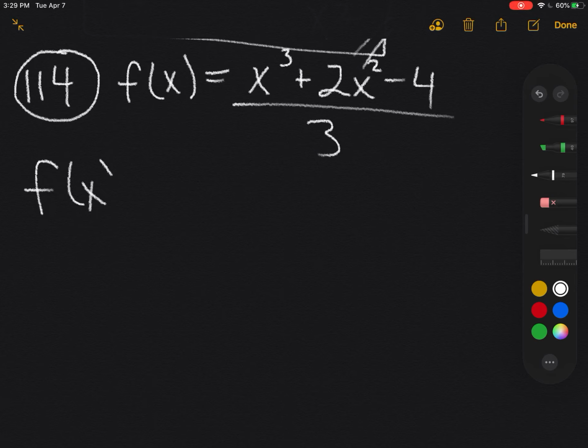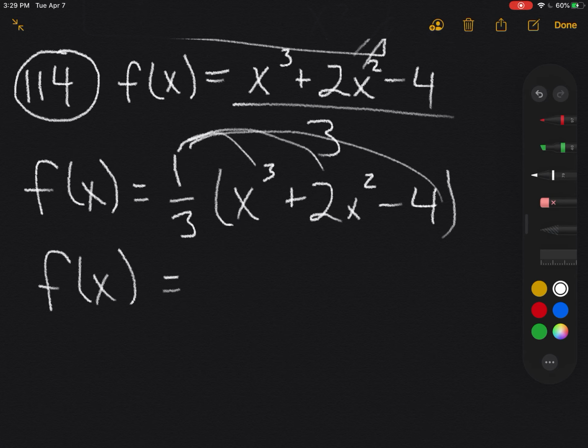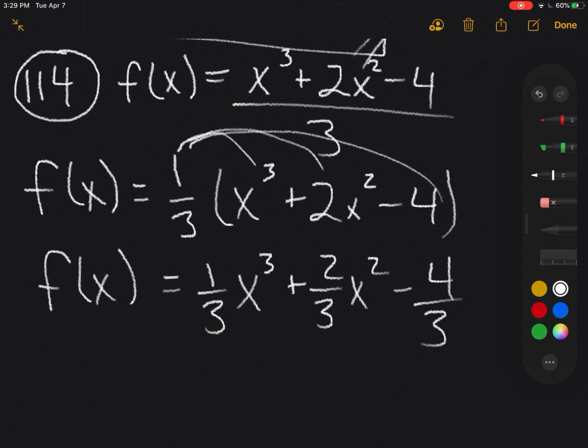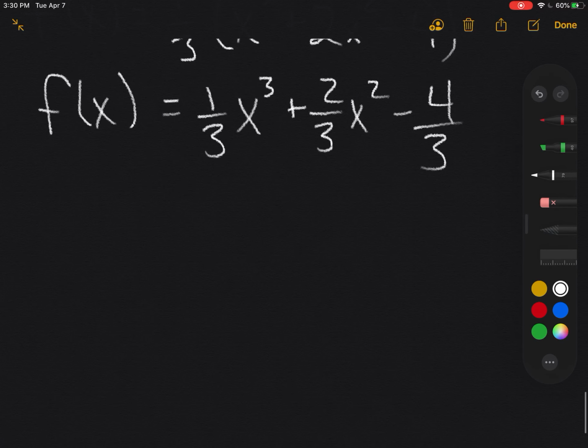So we have x cubed plus 2x squared minus 4, all divided by 3. This one's a big algebra trick here. That means the same thing as saying 1/3 times x cubed plus 2x squared minus 4. And now I can distribute this to each term. So I can say f of x is equal to 1/3 x cubed plus 2/3 x squared minus 4/3. By the way, there's multiple ways to do a lot of these problems, so if you do it differently, don't worry. As long as you get the same answer, you're probably fine.